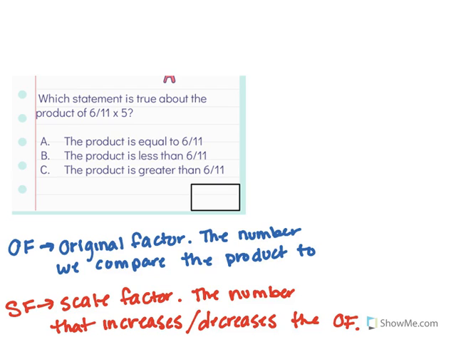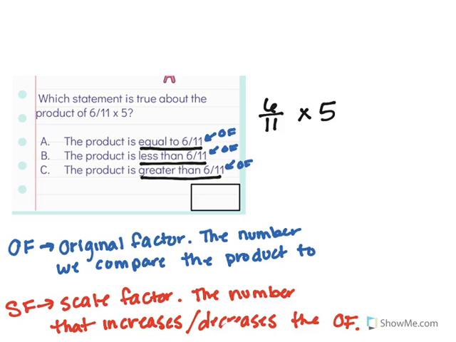It says, which statement is true about the product of 6/11 times 5? A says the product is equal to 6/11. B says the product is less than 6/11. And C says the product is greater than 6/11. I see in each of these they're comparing the product to 6/11, which means 6/11 is our original factor in each one. So our original factor here is 6/11 because that's what we're comparing our product to.